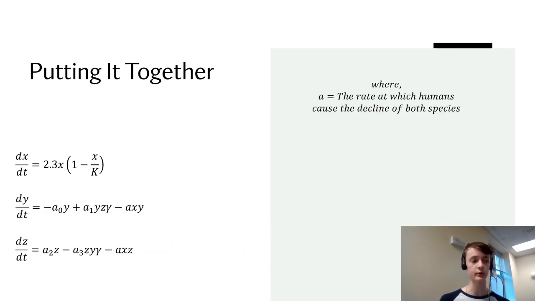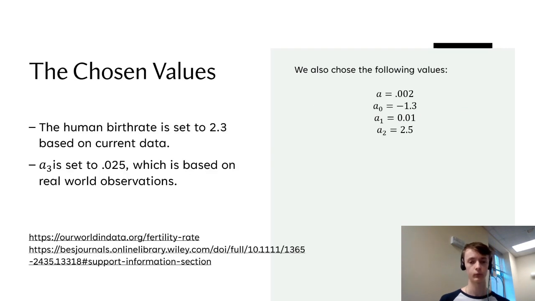Putting all this together, gamma increases the rate of successful predation, raising the predator population but decreasing the prey population. We also added a term A, the rate at which the mere presence of humans kills off both species. This is signified by an additional term at the end of each species differential equation respectively. The value 0.025 was chosen for A3. This is based on real-life observations.